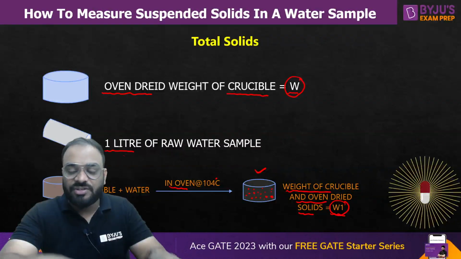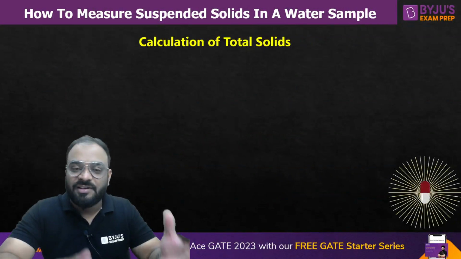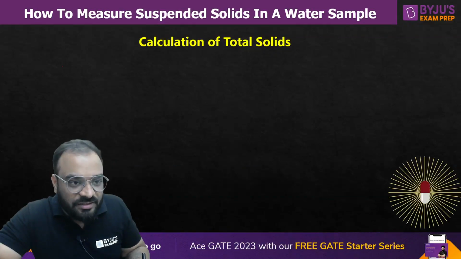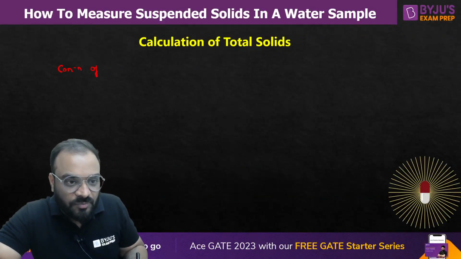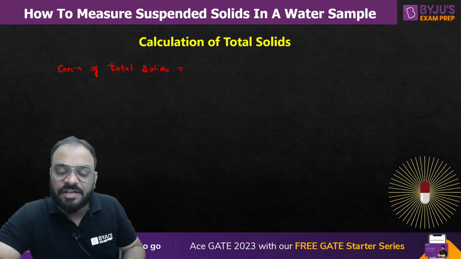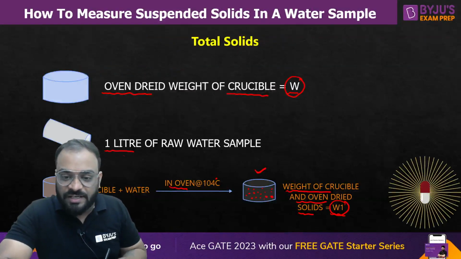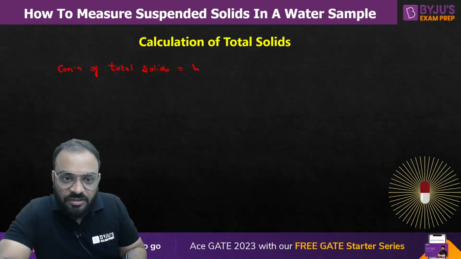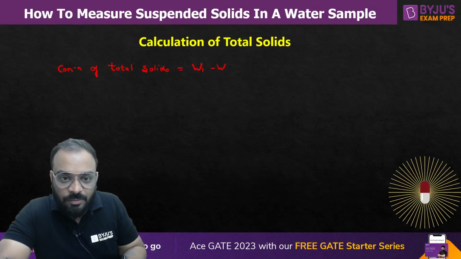Now how you can measure the concentration? It is very simple. Let's do it guys. So can I write here the concentration of total solids, the concentration of total solid can be written as how much? You know that guys, this value is W1 and this value is W. So you need to write W1 minus W.